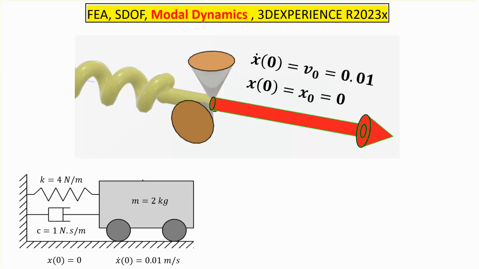Now, I was intending to do that same problem with the modal dynamics procedure that is available in 3D Experience. And I ran into some issues, and this is why I changed the initial displacement to 0 as opposed to the non-zero value that we had before. And I'll come back to that later on as to why that caused a problem.